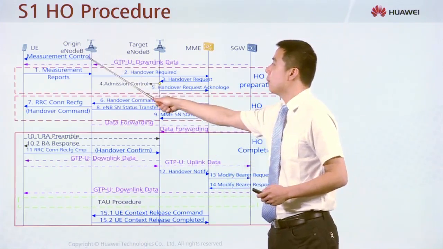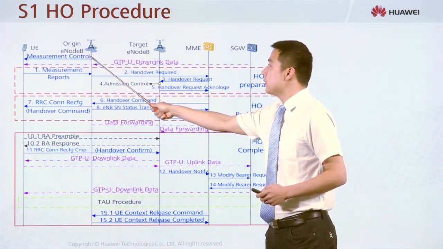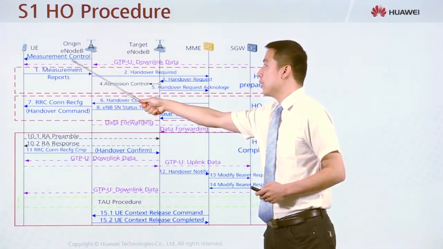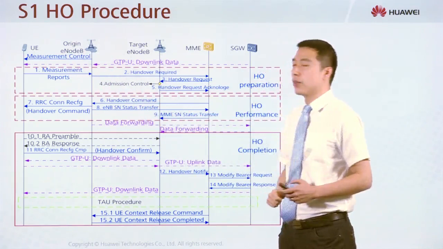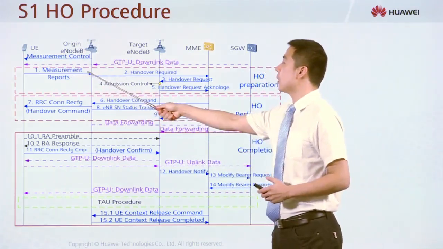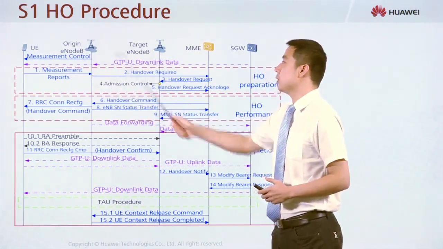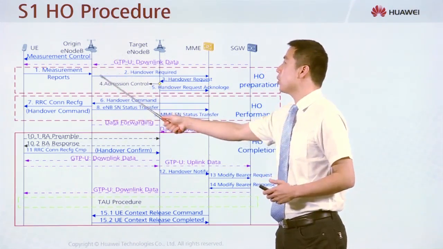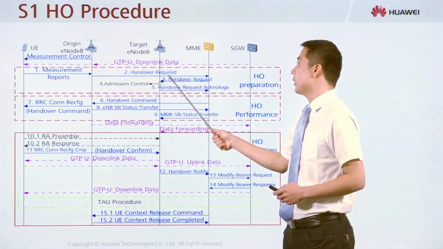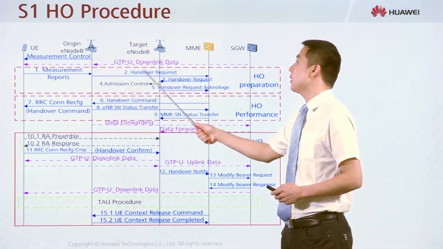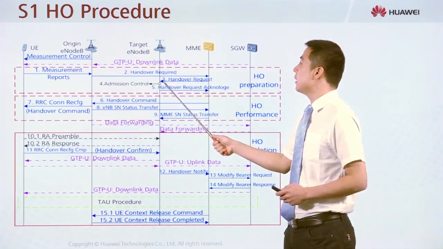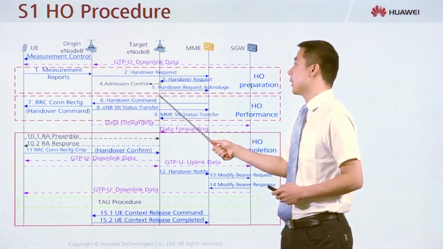Let's focus on the blue color here. First, the source eNodeB sends the measurement control message to the UE. The UE will start measurements on the neighbor cells. If a neighbor cell matches the criterion, the UE will send the measurement report to the original eNodeB. The original eNodeB will also send the handover required message to the MME, which forwards it. Finally, the handover request reaches the target eNodeB.